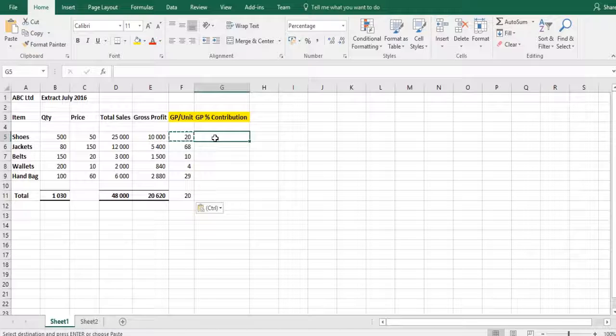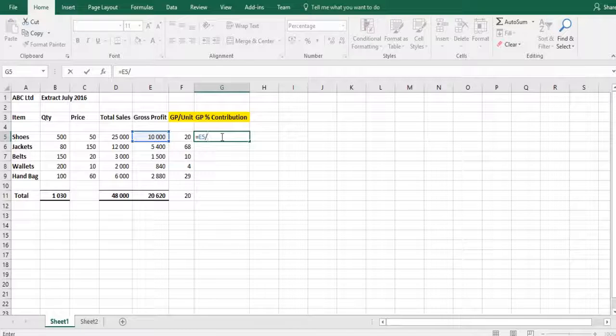if we want to work out the gross profit percentage contribution per product to the total gross profit, we would write in our formula: gross profit for shoes divided by the total gross profit of the business or product range. Now if you have a look at the formula bar, you will see it is E5 divided by E11.